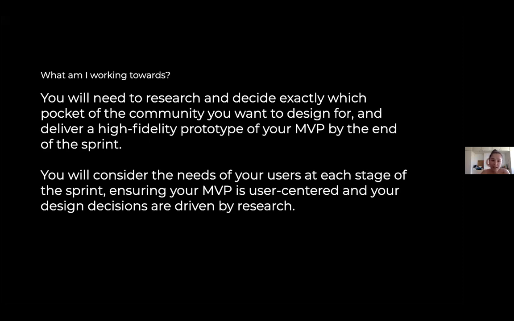But what you will end up doing is researching and deciding exactly which pocket of the Columbia community you want to design for, and deliver a high fidelity prototype of your minimum viable product by the end of the sprint. So you will need to consider the needs of your users at each stage of the sprint and ensure your MVP is user-centered and your design decisions are driven by research. And we'll be making sure that you do that as long as you follow our steps and our deliverables and get feedback from your mentor along the way.